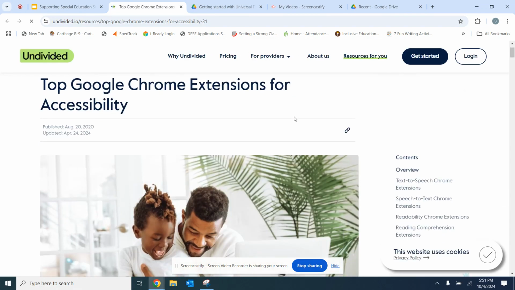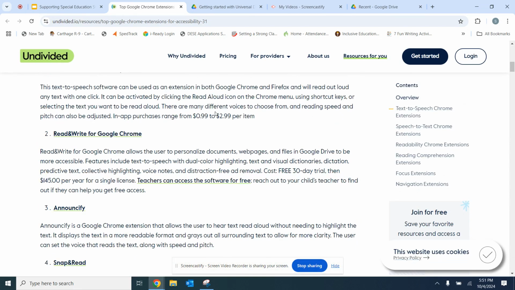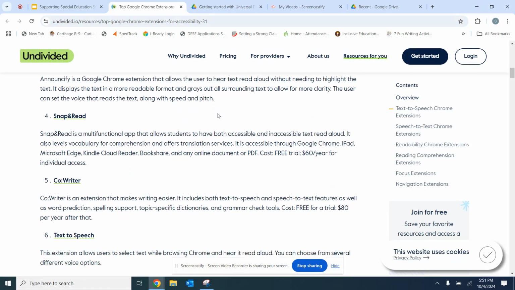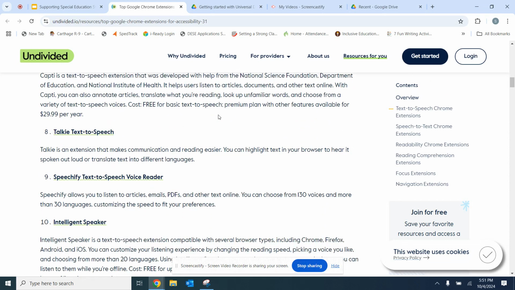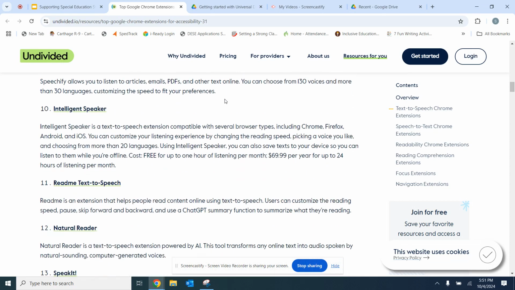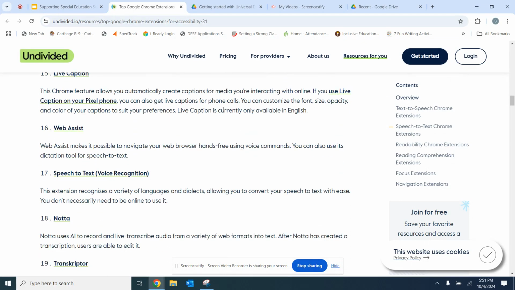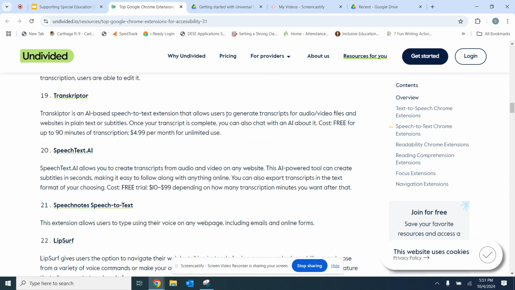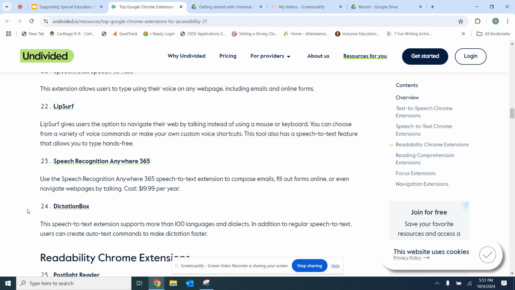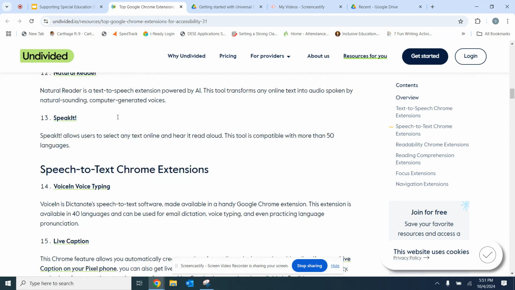Accessibility, tech-based accessibility. There are a lot of extensions that can be used for accommodations to help, especially if you have text-to-speech, speech-to-text. You don't need to have special adaptive equipment for that. You can actually use the power of technology. So this is a link for you to look through to help you in the future.